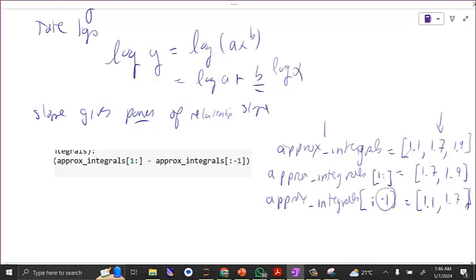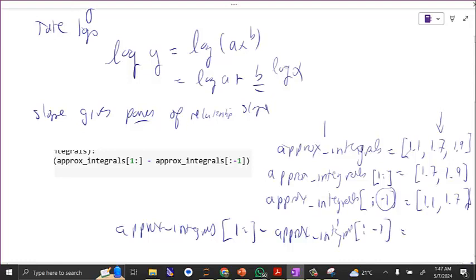Right. So if I take the difference between these two, if I take 1 colon minus approx integrals colon minus 1, I'm writing sloppy because I'm trying to write fast. If I take the difference, you can see it's 1.7 minus 1.1, and then it's 1.9 minus 1.7. Since you're starting here with the first one, and here with the second one, you're going to take the second minus first, third minus second. Okay. So that's a nice way of getting successive differences.